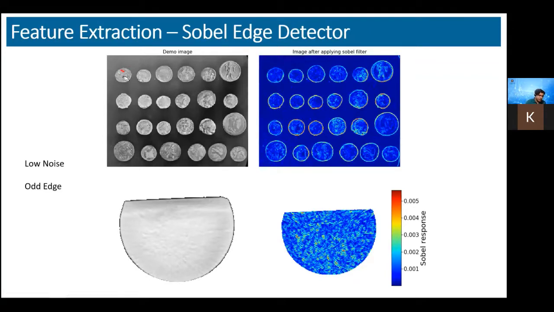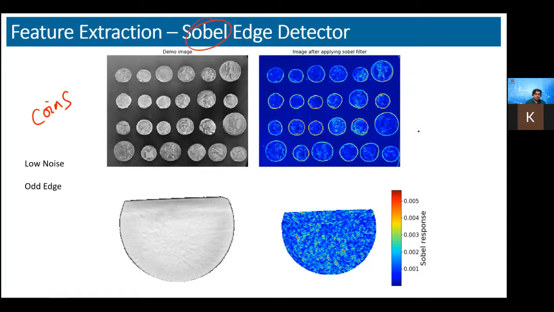So what you see here is coins. Coins are placed on a background. The background is, let's say, some kind of a cloth, and on that you have put the coins. If you want to detect the edge of the coin, any edge detector will work. And as I mentioned, there are 4 or 5 useful edge detectors. The one that I generally use is called the Sobel edge detector.